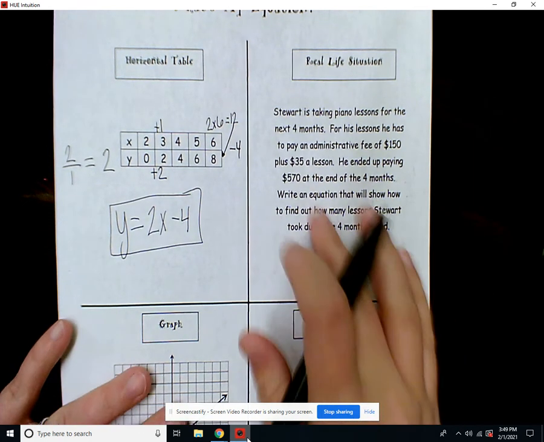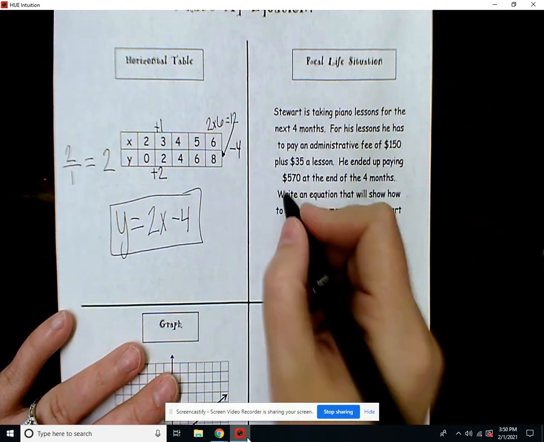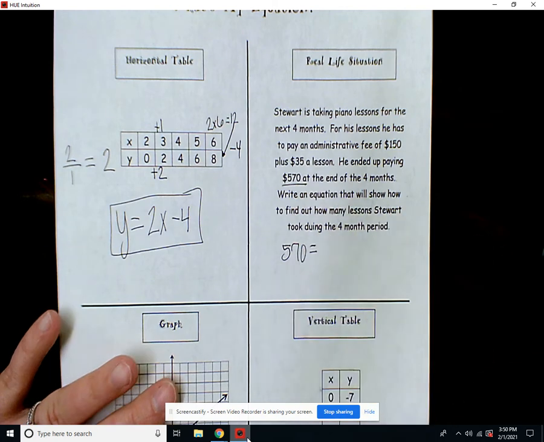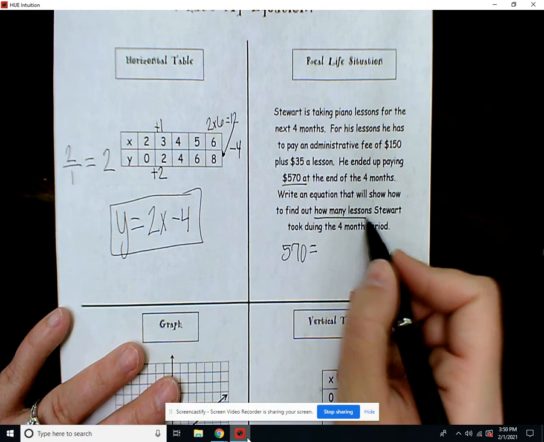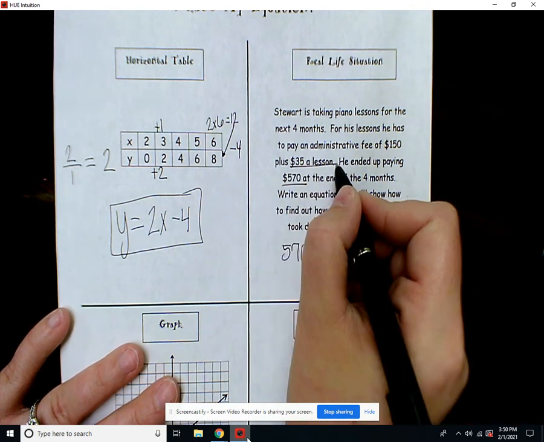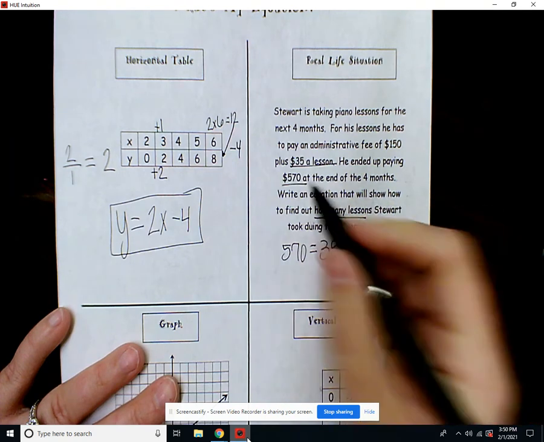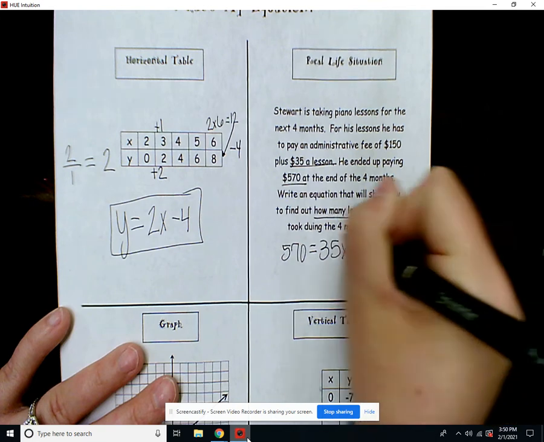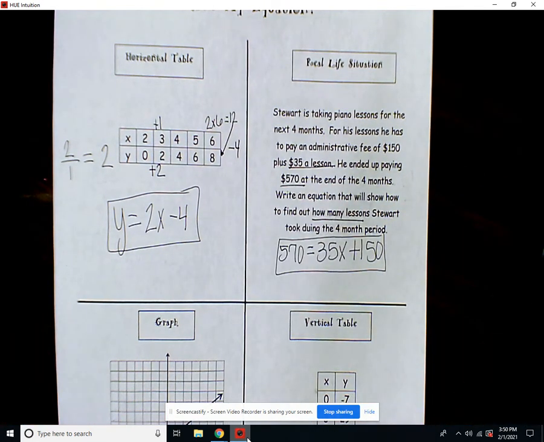Okay, so again, these aren't going to have a y equals. It's going to have a total or number. So our total is 570. Then we look for x. If you go back and read the question, it says how many lessons. And so our lessons represents 35. So it's going to be 35x. And then it says plus 150. So we get 570 equals 35x plus 150.